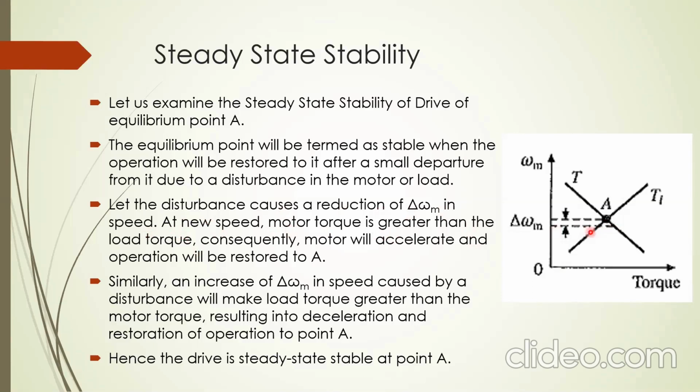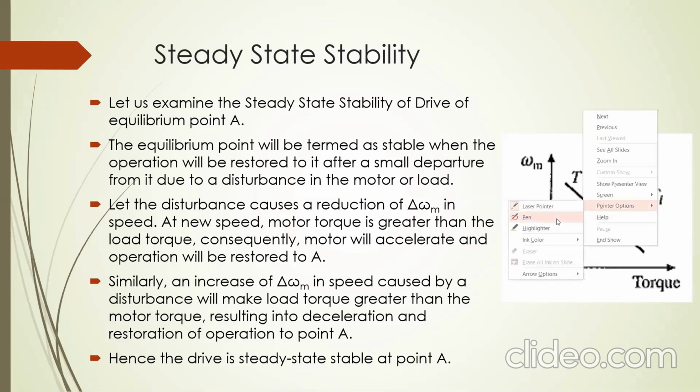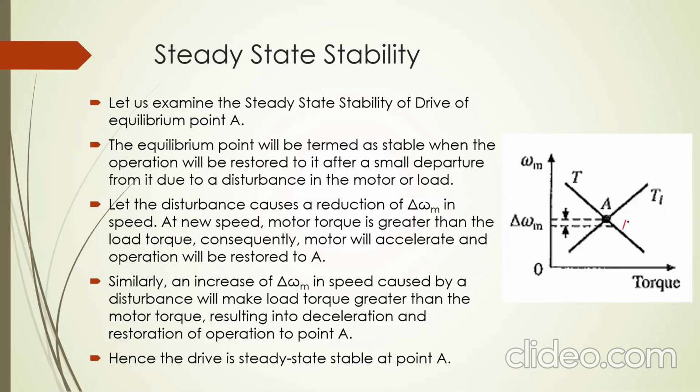Okay, for this condition, if you can observe, here is the T and here is the TL. If you project these two points on the x-axis, you will get the values of TL and T, and you can observe that here TL is less than T. Means what? Machine will accelerate, the speed will increase. So the motor will accelerate and operation will be restored to A.